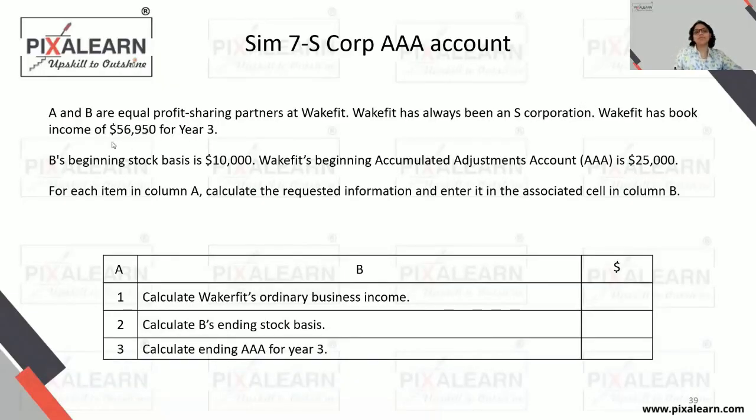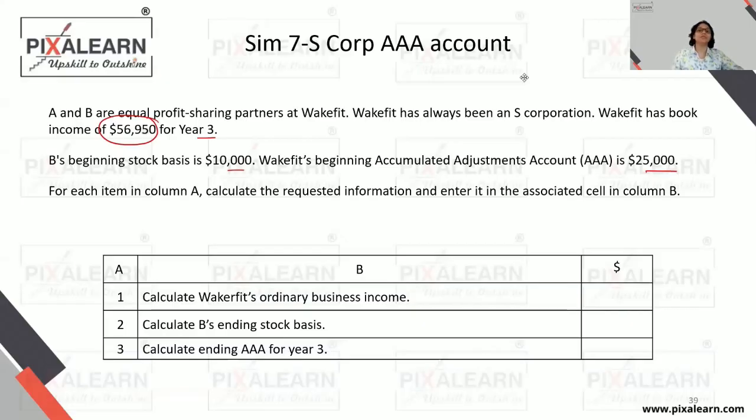Wakefit has book income of $66,950 for the year, which is year 3. B's beginning stock basis is 10. Wakefit's beginning AAA account is $25,000. For each item in column A, calculate the requested information and enter it.